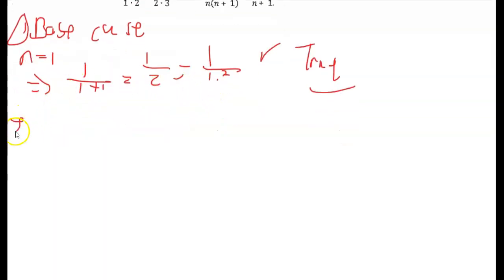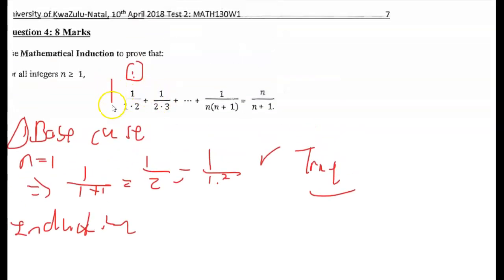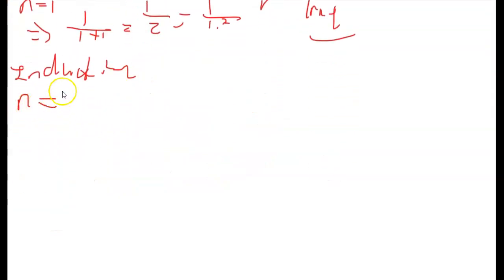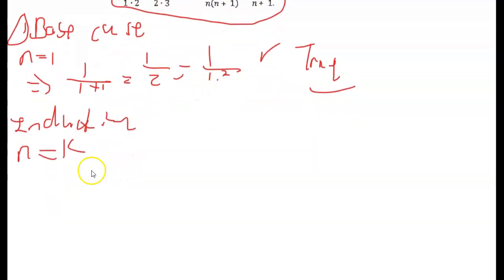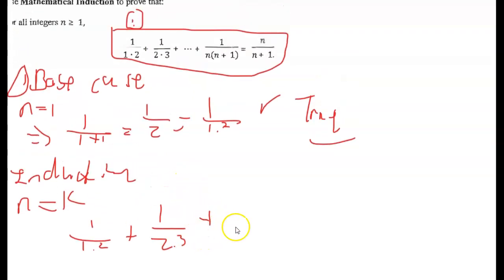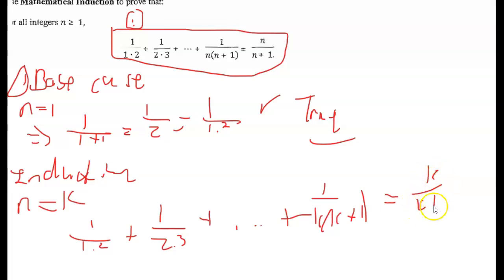Now the second thing is called the induction process. I want you to think of it like this. You see this number pattern over here? Copy it down, but wherever you see n, put k. So that will be 1 over 1 times 2 plus 1 over 2 times 3, I'm just copying it down, dot dot dot plus 1 over k times k plus 1, which is equal to k over k plus 1.